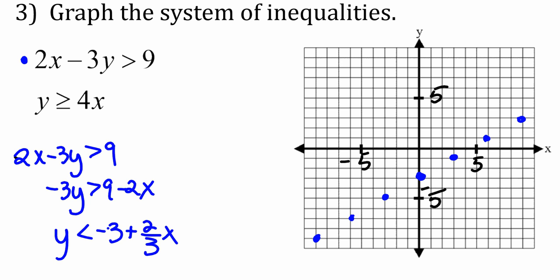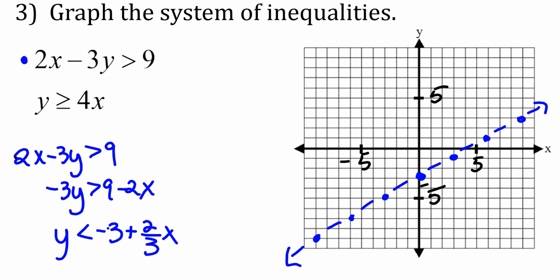Now, what kind of boundary line do we need? Solid or dashed? We look at the inequality symbol for our hint, and we can see, because we just have the less than, we know that those points are not included, so we need a dashed line for our boundary.